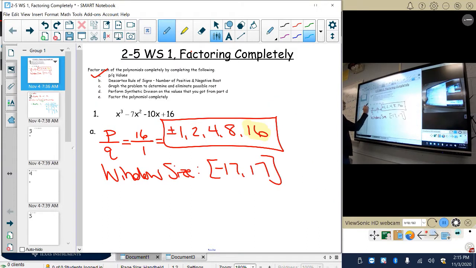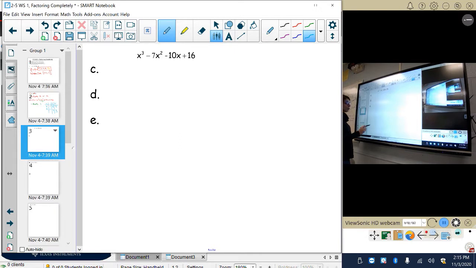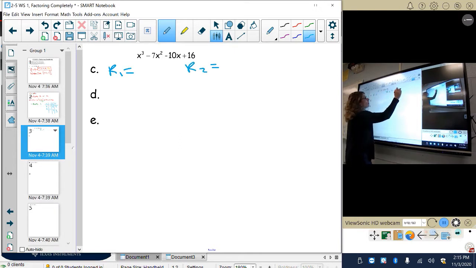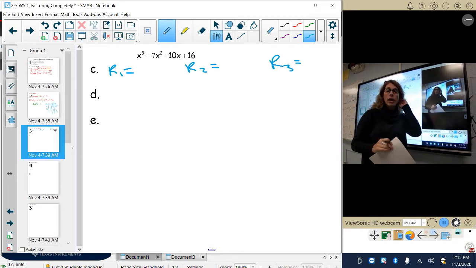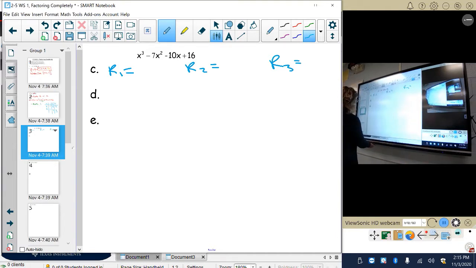So coming back over here, I've done Descartes. Now I want to graph it. So if I graph it, I'm looking for root 1, root 2, and root 3. Listen very closely. You do not have to do synthetic division if you can see all of the roots and they are in your P over Q list. You only do synthetic division if they are not seen and they are not in your list. Okay? So let's go ahead and let's graph this thing.